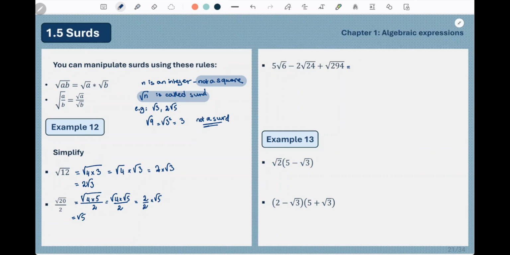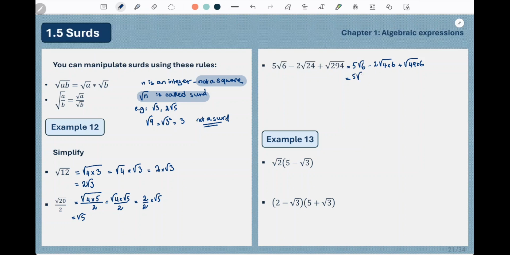Okay, so moving to the next one. We have 5 square root of 6. How can we write square root of 6 in a way that it's a factor of a square number? We can't. 6 is simply 3 times 2, so we'll leave it as it is. For the case of 24, we can write it as 4 times 6. For the case of 294, it is a multiple of 49 times 6. So we can simplify here.